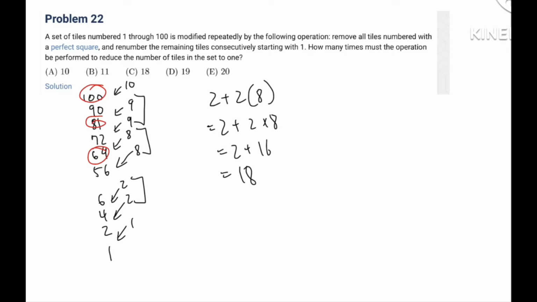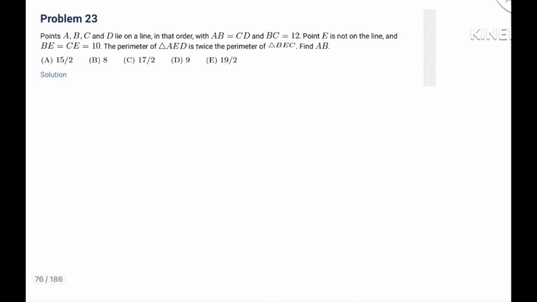The answer is C. Problem number 23, points A, B, C, D lie on a line in that order with AB equals CD and BC equals 12. Point E is not on the line and BE equals CE equals 10. The perimeter of AED is twice the perimeter of BEC. Find AB.